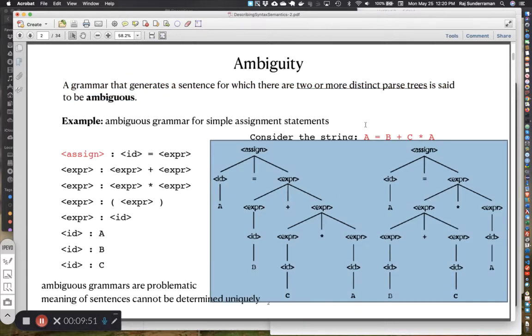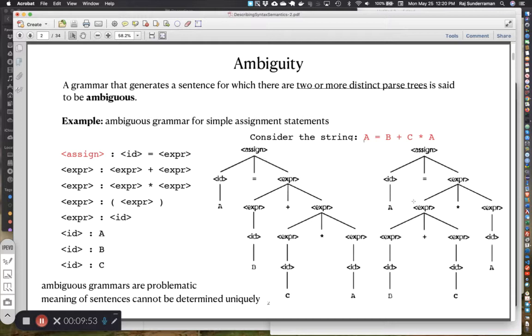Here are two parse trees for a equals b plus c times a. We don't give the derivations, we just give the parse tree directly, which is fine. You can actually go through a derivation and then construct the parse tree if you want. But if you get lots of practice in this kind of thing, you can draw the parse tree directly. That's what we've done here. We were able to draw two different parse trees for the same expression.